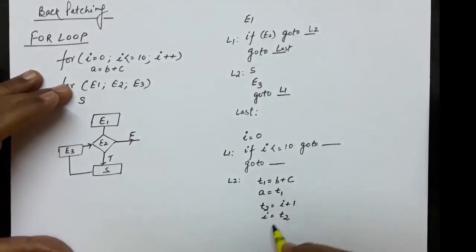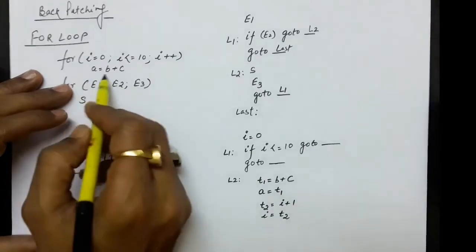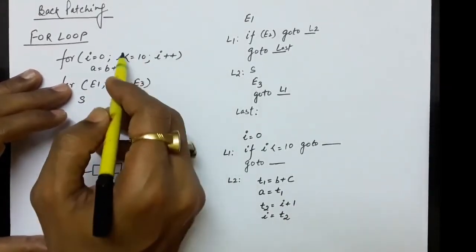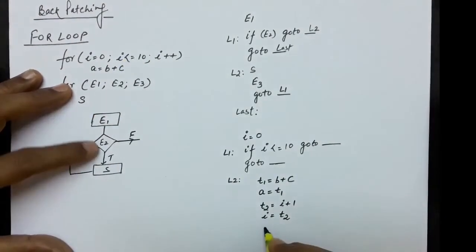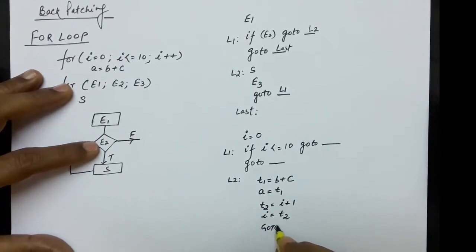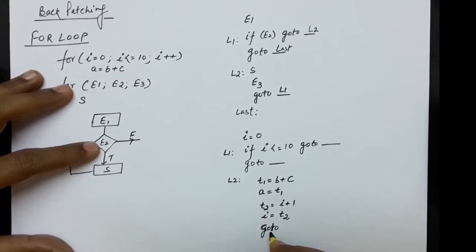So after doing so, means after A equals B plus C and the increment, you have to go to check the condition again. So you have to go to some level for checking the condition. So the level for checking the condition is L1. So you have to go to L1.